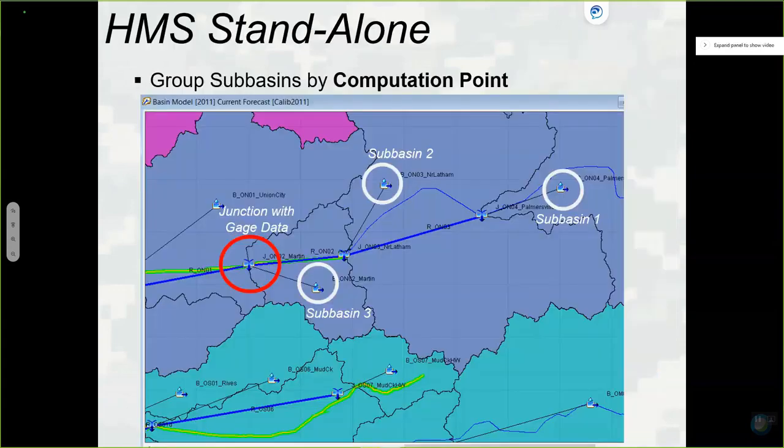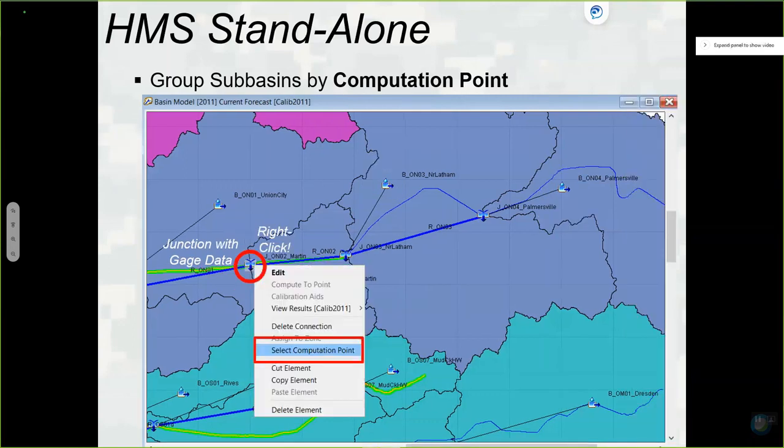So when you're using HMS standalone, or opening it outside the CABI when you're calibrating, it's really useful to group subbasins and to calibrate by computation point. As Tom mentioned, it's good to start at the headwaters of your watershed. Here's an example up in the headwaters where there are 3 subbasins above a gauge location, and it's helpful to group these subbasins by flagging that gauge junction as a computation point.